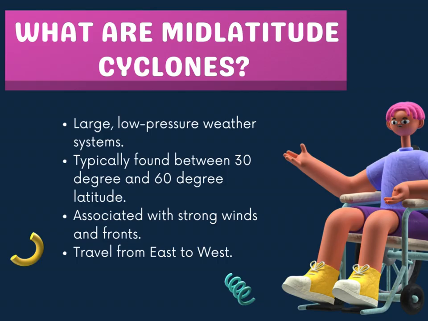So basically, mid-latitude cyclones are large-scale, low-pressure systems that form between 30 degrees and 60 degrees latitude in both hemispheres. They are caused by the interaction between warm tropical air and cold polar air. These systems are responsible for much of the stormy weather, strong winds, and precipitation in temperate regions, making them vital to understanding weather patterns across North America, Europe, and some parts of Asia.